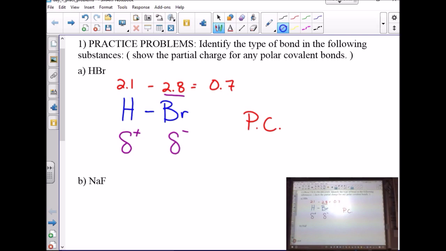Because in this case, like when Luke and I were up here, that electron was closer to Luke than it was to me. I was the hydrogen, Luke was the bromine. So since that electron, which has a negative charge, is closer to the bromine than the hydrogen, they're sharing, but that negative influence is more on the bromine than it is on the hydrogen.